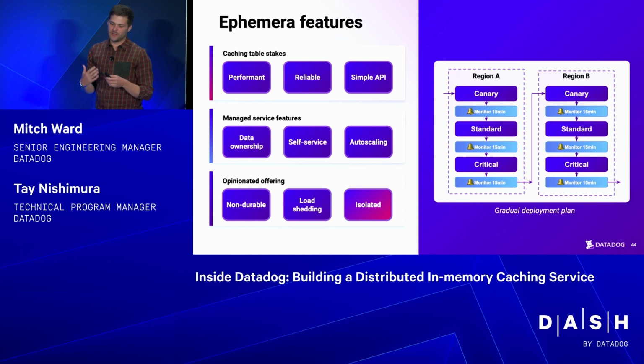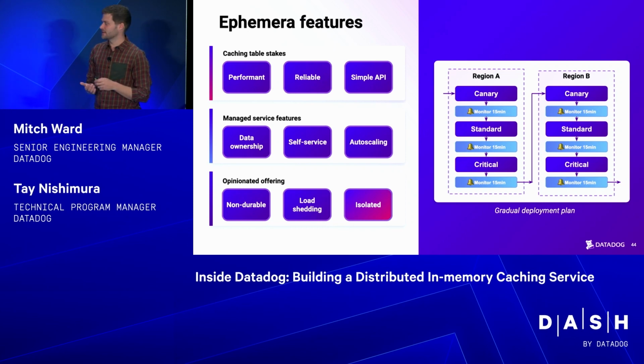Then after 15 minutes of synthetic tests, if everything looks good, we deploy the standard set of caches, where this is the majority of our users. Again, we have monitors and automatic freeze and rollbacks if things regress. But if everything looks good, then finally we deploy our critical caches. These are those load-bearing caches, which if they were to go down, it's a severe outage.